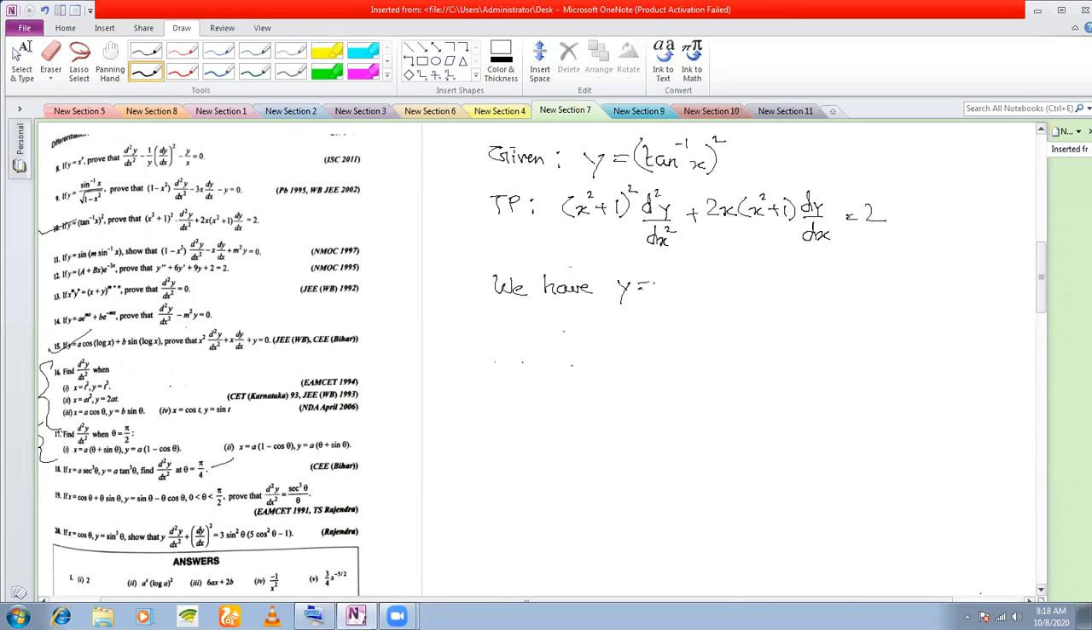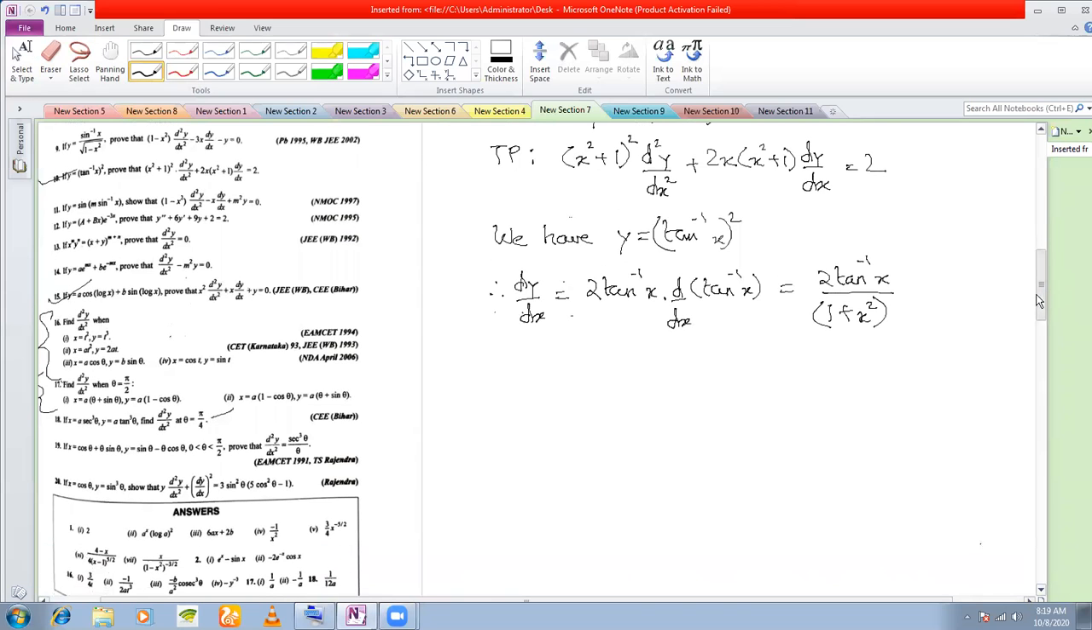So we have y is equal to tan inverse x whole square. Therefore, what is dy dx? Dy dx, we first differentiate the power to get 2 tan inverse x into the differentiation of tan inverse x. So we get 2 tan inverse x divided by 1 plus x square, right? Yes, sir. Okay.